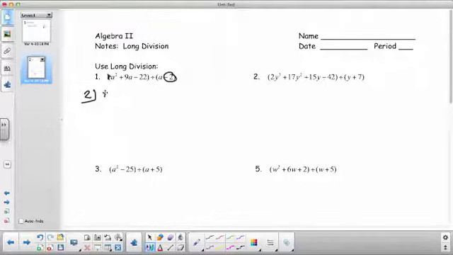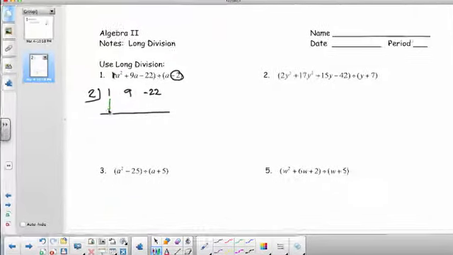So I wrote in that invisible coefficient of 1. I'm going to copy down my 9 and my minus 22. Don't forget those negative signs. Okay, last step before we get going is to leave myself a little bit of space and write myself a line down there. Okay, now that we're all set up, let's actually get started.